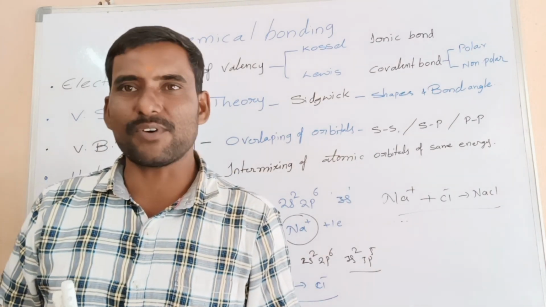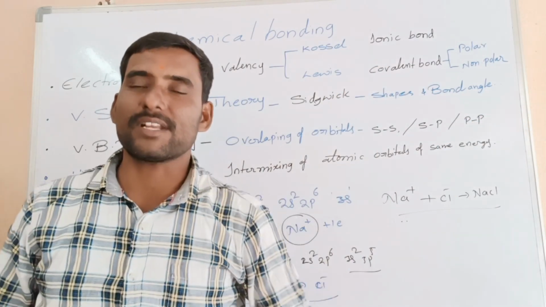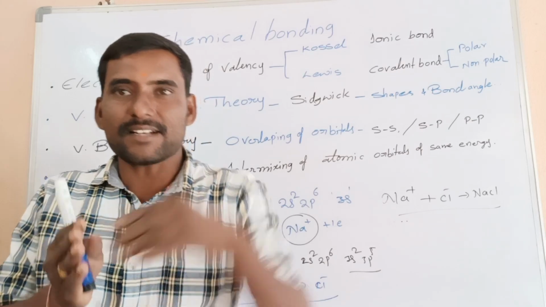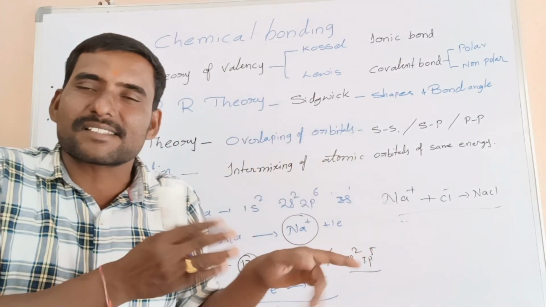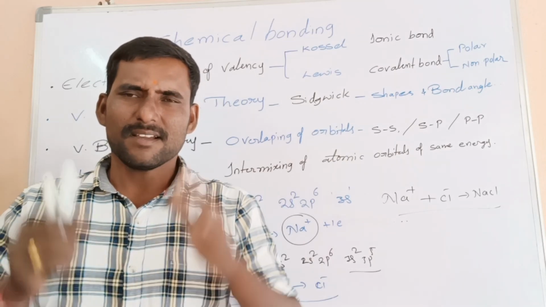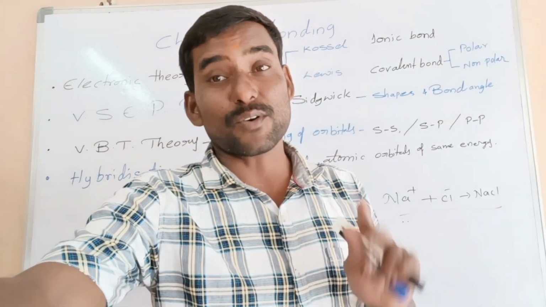Magnesium oxide, MgO: magnesium can donate 2 electrons and oxygen can take the 2 electrons. MgCl2: Mg can donate 2 electrons, and 2 Cls can take 1 electron each and form MgCl2. In this way, ionic bond will form. This is explained by Kossel.